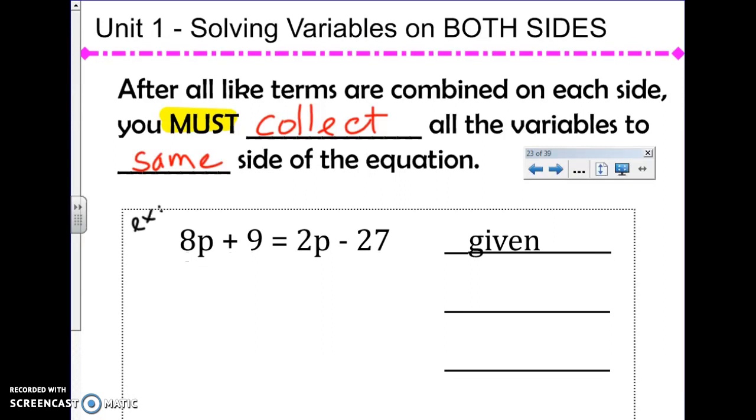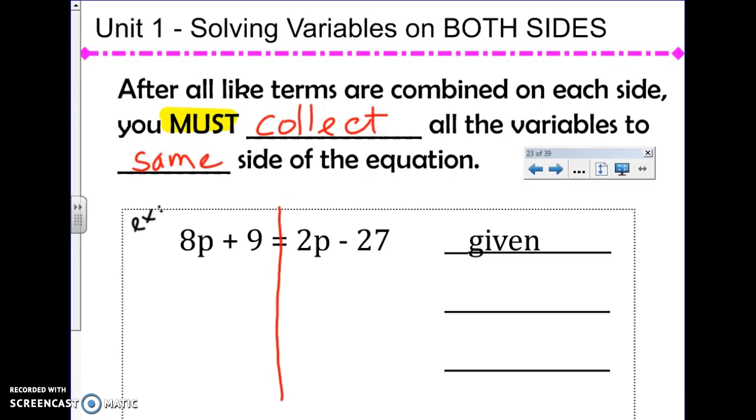Example number 1. There's nothing to combine because if you look at each side of the equation by itself, at this point sometimes it's helpful for my students to put a line through the equal side so they can look at each side independently. You have one side that says 8p plus 9. There's nothing to combine. There's no distributive property. Your other side of the equation is 2p minus 27. There's no like terms to combine.